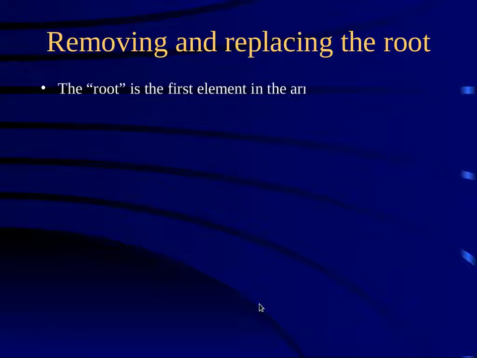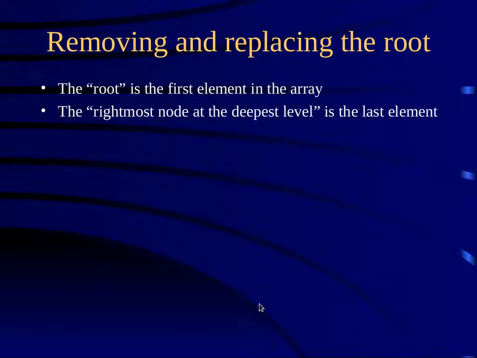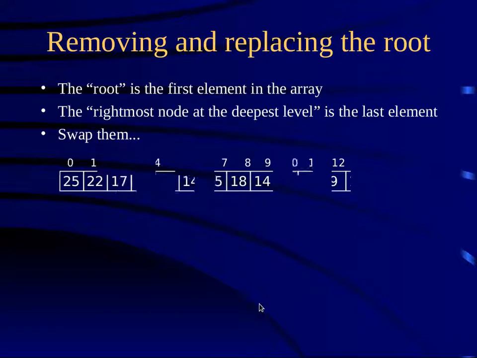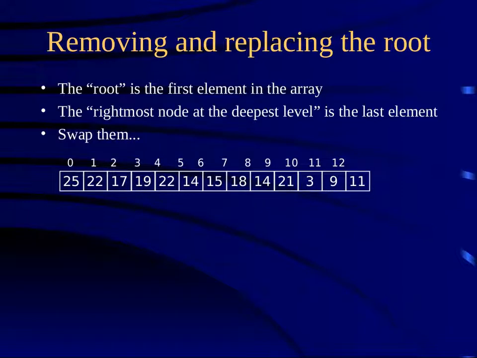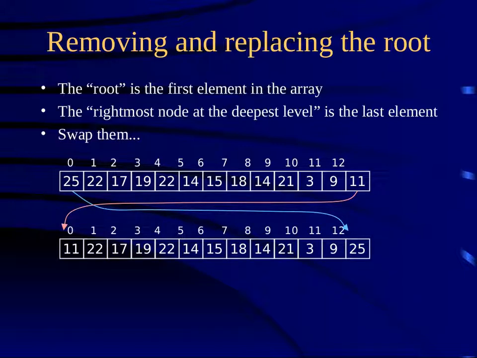Okay, so removing and replacing the root. The root is the first element of the array, and the rightmost node at the deepest level is the last element. We'll keep going with the slides, and then we'll do some coding a little later. Here's the trick: if you're trying to sort the array, you just swap them. Because now you know 25 is the largest, and you decrease the size of your heap.